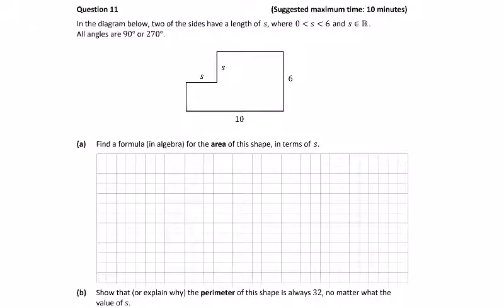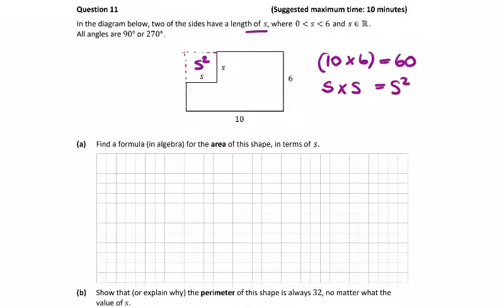Question 11, a 10-minute question. In the diagram below, and marks wise for this, there were 15 for A and B combined. So in the diagram below, two of the sides have a length of S. What I would do straight away is complete this little square here, that's S by S. And then the other one is 10 by 6, so the total is 10 by 6, which is 60. And this bit in here is S by S, which is S squared.